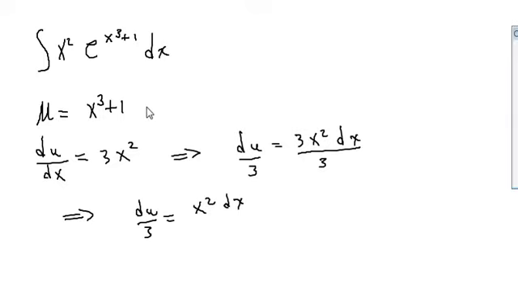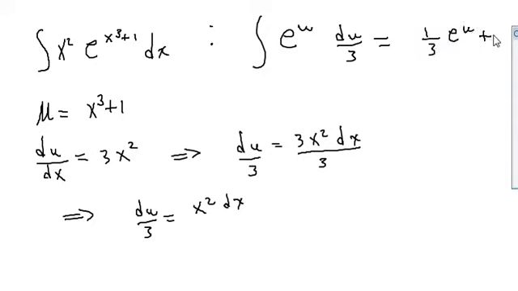So now I am going to change this integral. This integral now becomes the integral of du over 3 times e to the u. And now I can do this integration very easily, because this becomes 1 over 3 e to the u plus c.